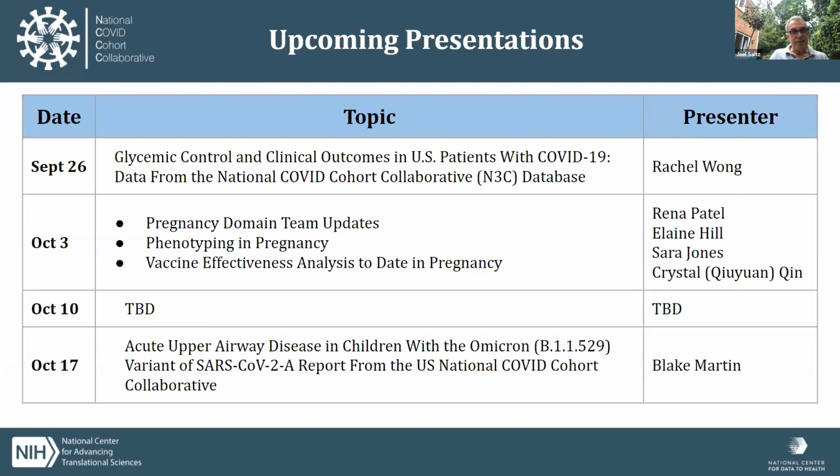In the next month or so of presentations, Rachel Wong will be talking about diabetes and COVID, and she's done a lot of great work in that space. So she'll be talking about the latest from that group. Then pregnancy domain team updates: phenotyping and pregnancy, vaccine effectiveness analysis to date in pregnancy, with Reena Patel, Elaine Hill, Sarah Jones, and Crystal Kin. October 10th, I guess we're still looking for a presentation, but I'm sure we'll find one soon. And then October 17th, Blake Martin will talk about acute upper airway disease in children with Omicron B.1.1.529 variant.